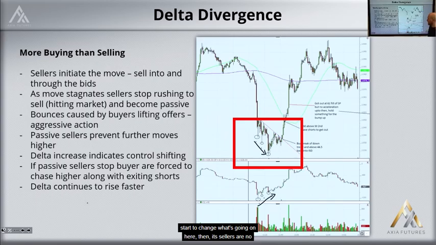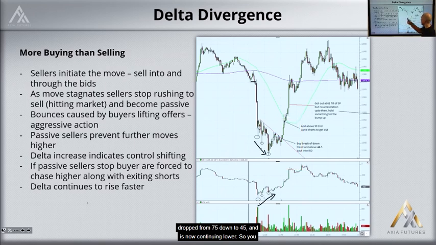What's going on here is sellers are no longer so keen to sell, bearing in mind the market has just dropped from 75s down to 45s and is now continuing lower. So you run out of sellers who are going to keep driving this down. Instead, sellers step back and put offers in, so they put their orders to sell rather than continue to hit the market. Great. So what then happens is buyers start to lift those orders. They become a little bit more aggressive. The market just drops and they go, right, we'll start to buy here.